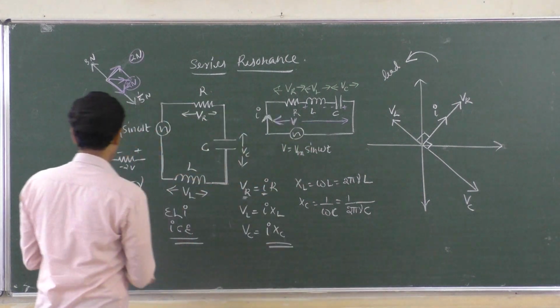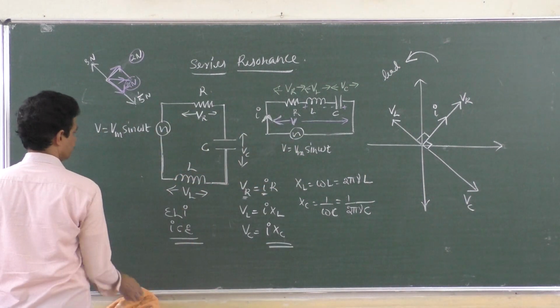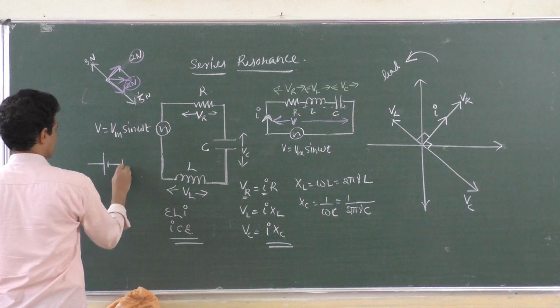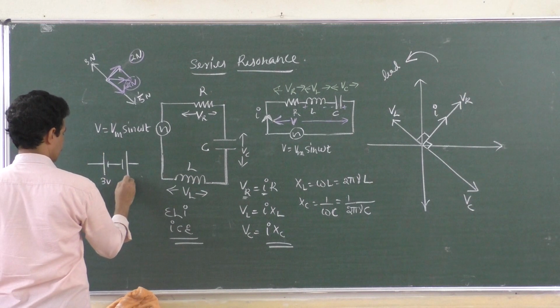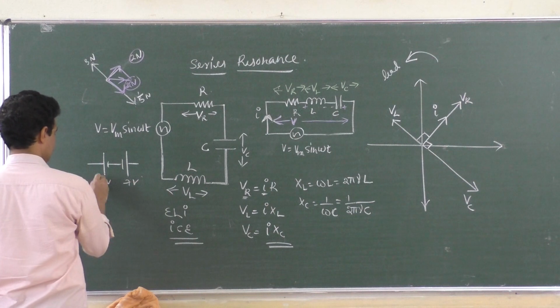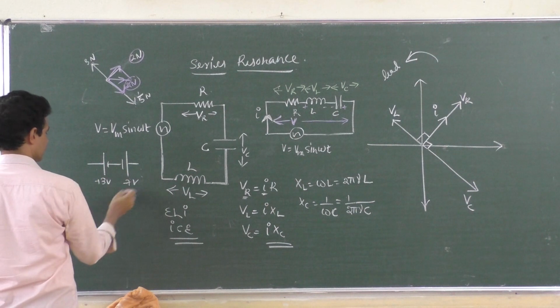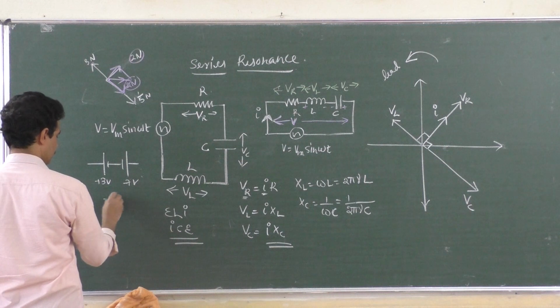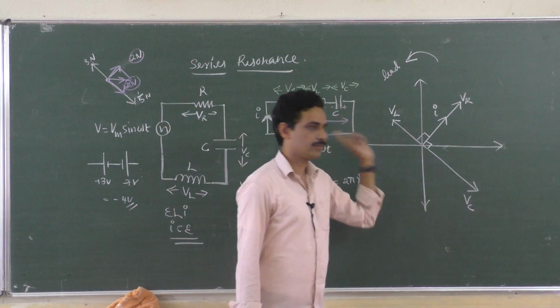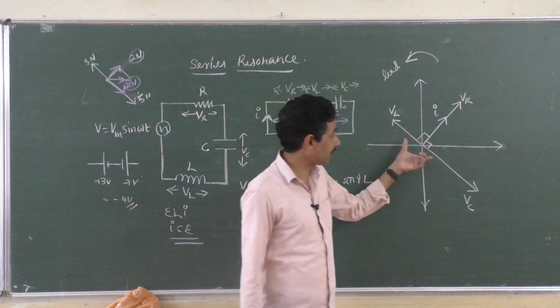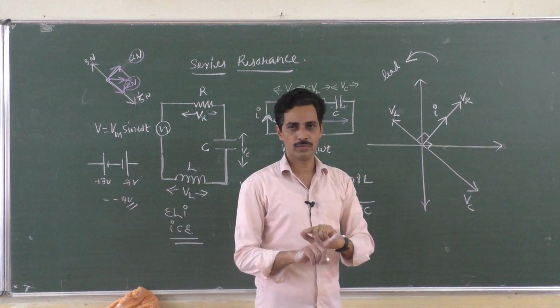That is the best example. If you can imagine two batteries, one like this, another like this. Suppose this is 3 volt and this is say some 7 volt. This is minus 7, this is plus 3, plus minus minus plus. So total you can write that is equal to minus 4. VL minus VC or VC minus VL. So these two vectors can be reduced into one.